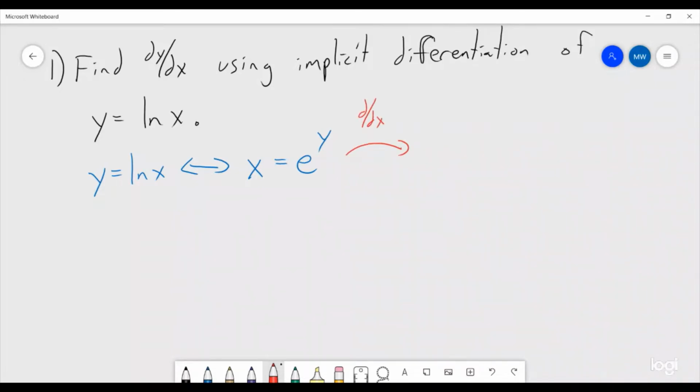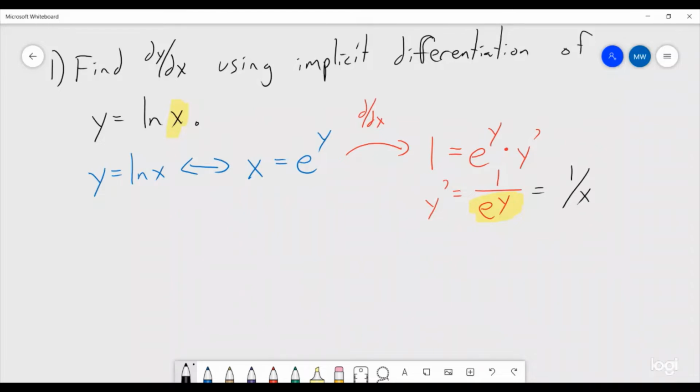Derivative of this with respect to x, that goes to a 1 equals e to stuff is e to that stuff times the derivative of that stuff. So that means that y prime is 1 over e to the y. But again, we were given this in terms of x, so we need to replace this e to the y with something in terms of x. Well, e to the y is equal to x, so that's why y prime is 1 over x.